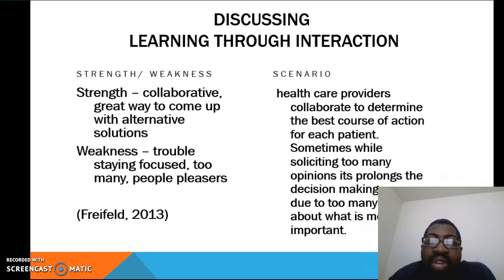Discussing. Learning through interaction. The strength of the discussing management style is it's collaborative. It's a great way to come up with alternative solutions. One weakness could be trouble staying focused, with too many opinions and too many people pleasers. Healthcare providers often collaborate to determine the best course of action for each patient. Sometimes, while soliciting too many opinions, it prolongs the decision-making process due to too many options about what's most important. The discussing management style, because they're people pleasers, they want to make sure that every opinion is heard and everybody feels valued, and sometimes it hinders progress.